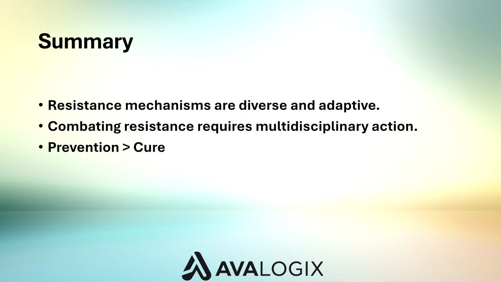Let's wrap up with a few key takeaways. First, antibiotic resistance is a multifaceted problem involving molecular biology, ecology, medicine, and public policy. There is no silver bullet. Second, bacteria use a variety of mechanisms to resist antibiotics: enzymatic inactivation, target modification, efflux, and permeability changes, and they can gain these traits rapidly via mutation or horizontal gene transfer.